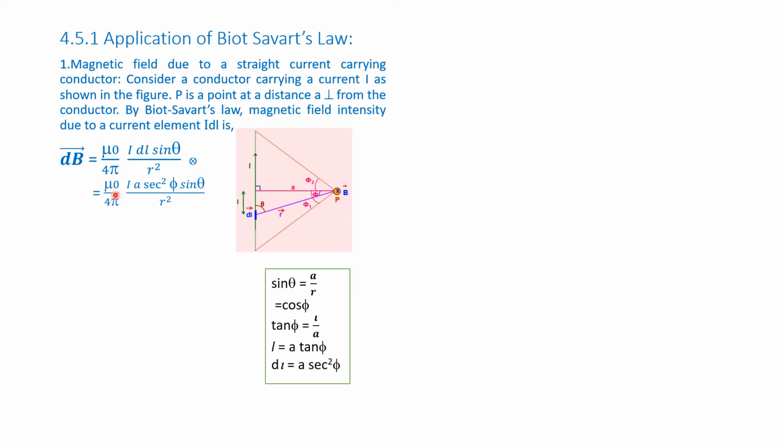Substituting these values, we get the constant mu naught over 4 pi as it is, I is I, and we are writing dl equal to A secant squared phi d phi from this relationship. Sin theta we will retain and substitute in the next line. Therefore, r square as it is. So here sin theta we are substituting as cos phi. Therefore, the above equation becomes mu naught over 4 pi into I cos phi d phi divided by A.